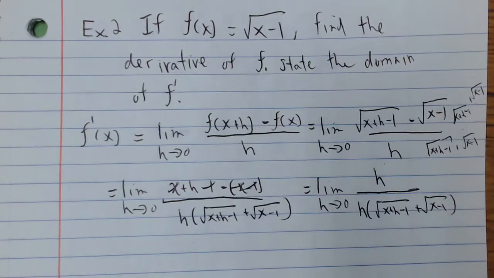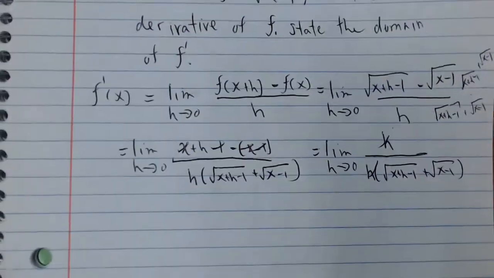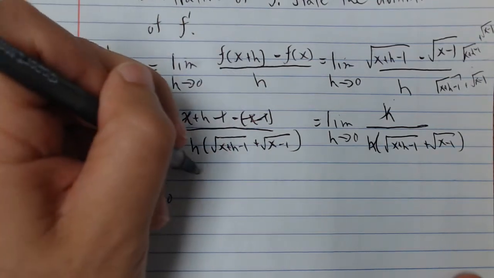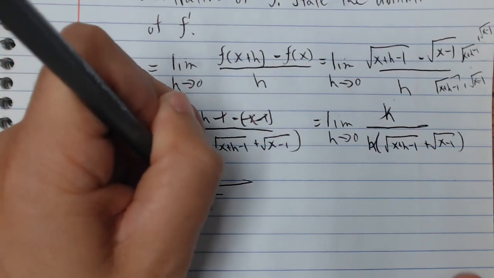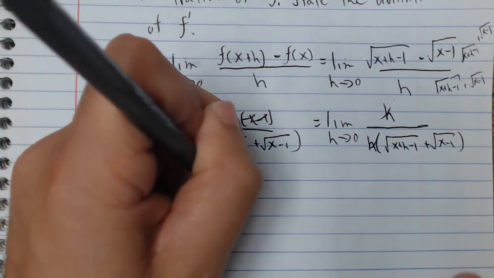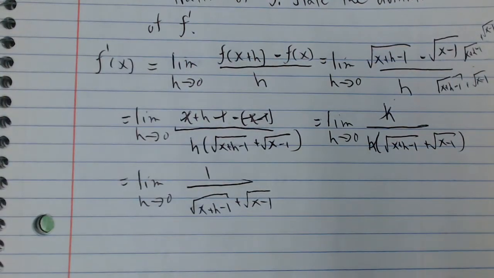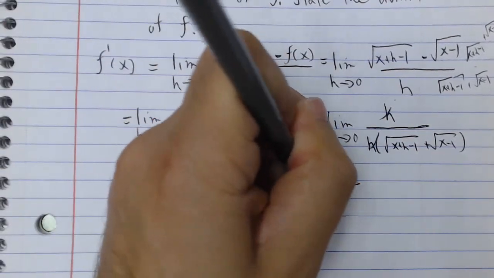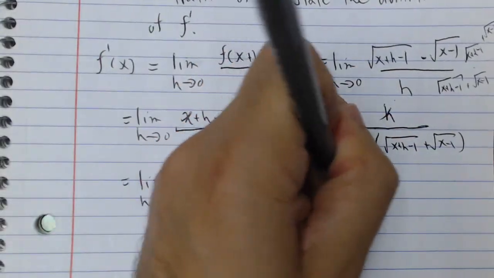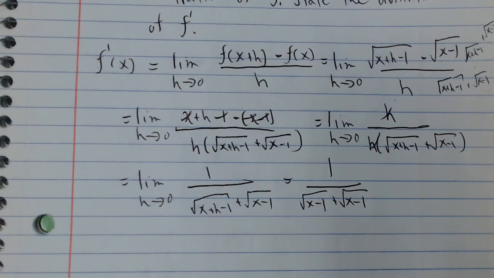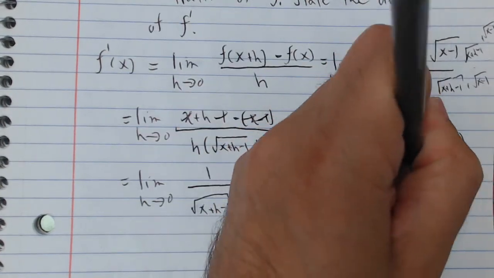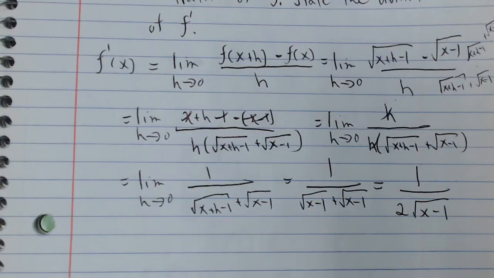So now cancel out the h's. And now we have the limit as h approaches 0 of 1 over square root of x plus h minus 1 plus square root of x minus 1. And now I could finally plug in 0 for h. If I do that, I get 1 over square root of x minus 1 plus square root of x minus 1. And that gives me 1 over 2 square root of x minus 1. And there you have it.